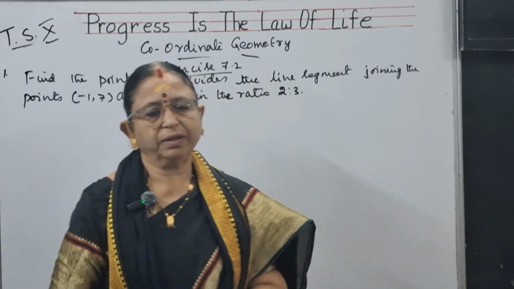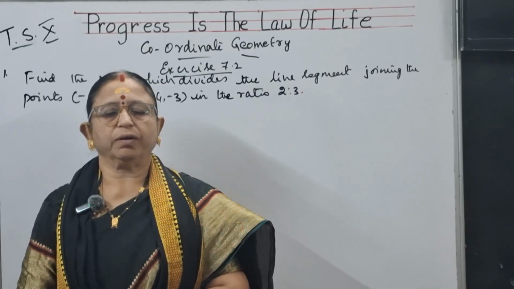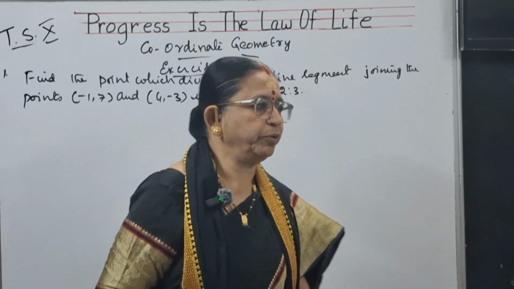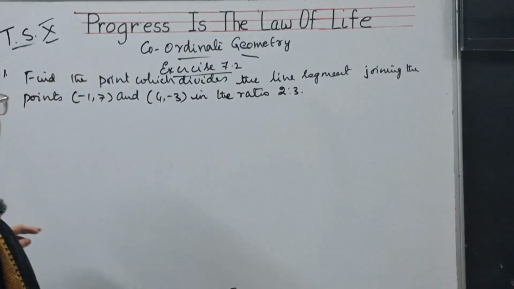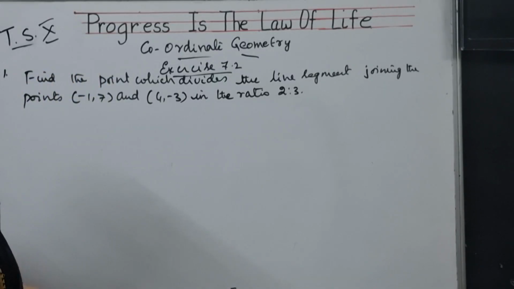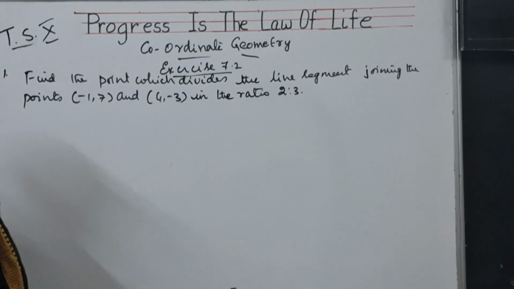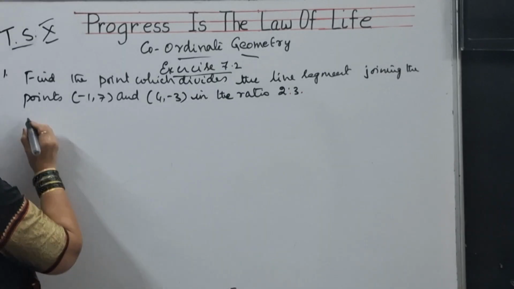Now I am dealing with 10th class mathematics, coordinate geometry, and in this exercise 7.2 I am doing the first problem of 7.2. Find the point which divides the line segment joining -1, 7 and 4, -3 in the ratio 2:3.